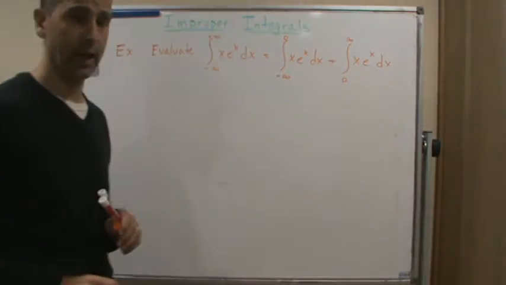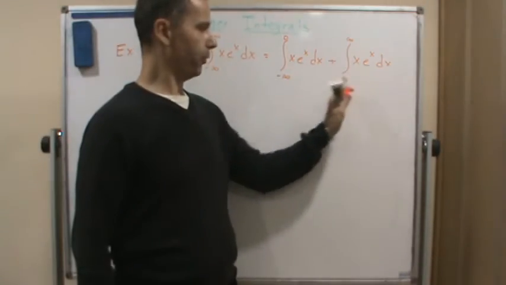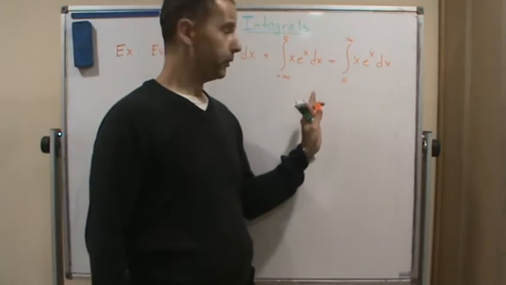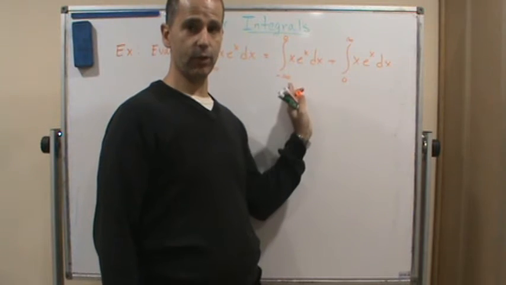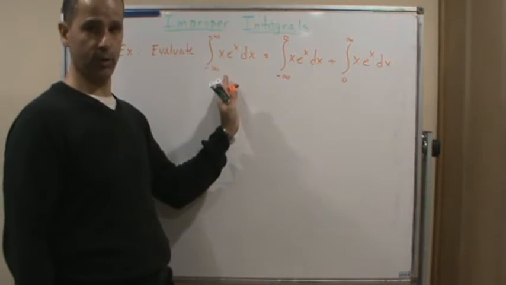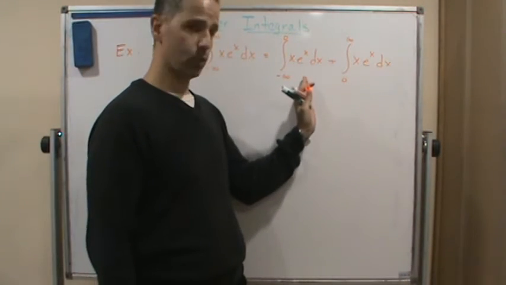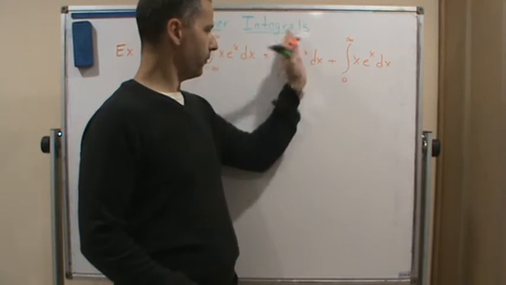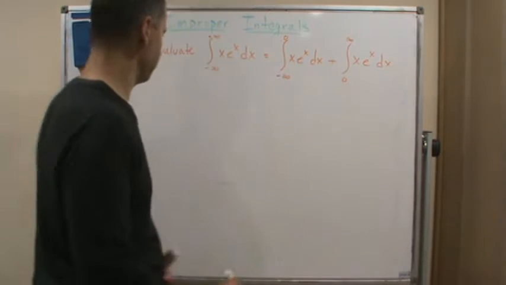And so what I'm going to do is integrate both of these. I'm going to take care of both of these. The thing you have to remember is that if either one of these diverges, then the whole thing diverges and we're done. So if we do the first one and it diverges, we don't have to do the second one. So I'm going to do the first one and see what happens.